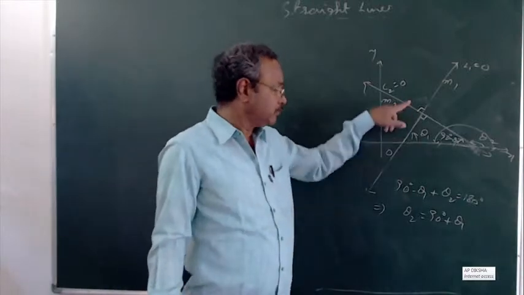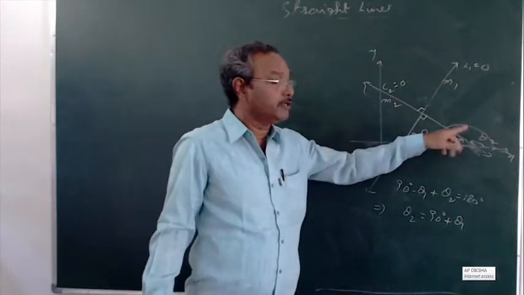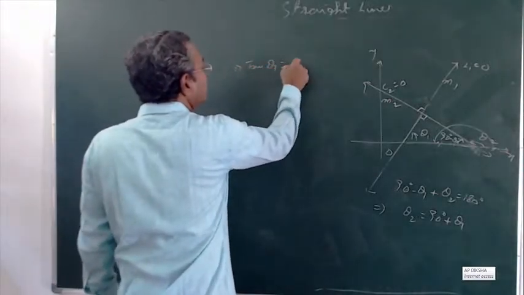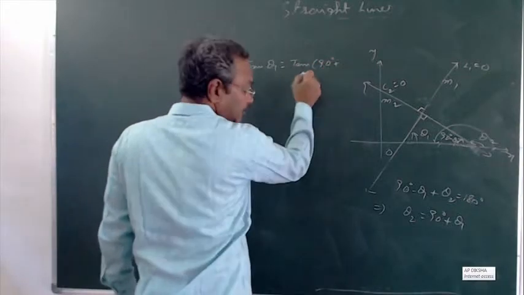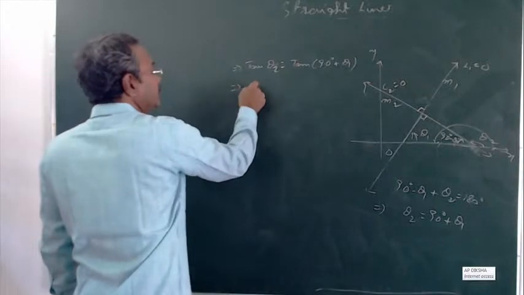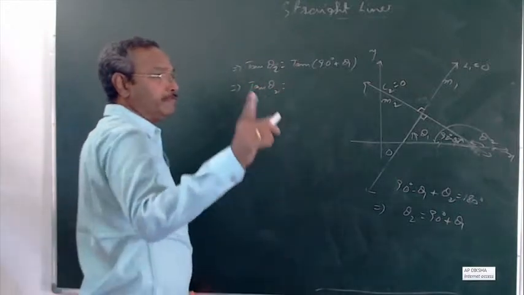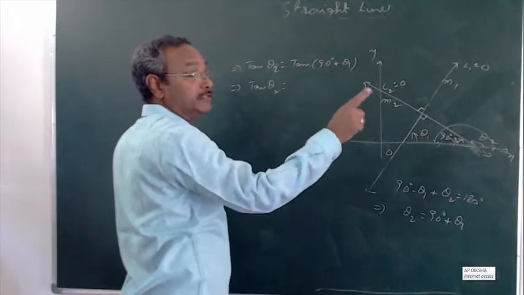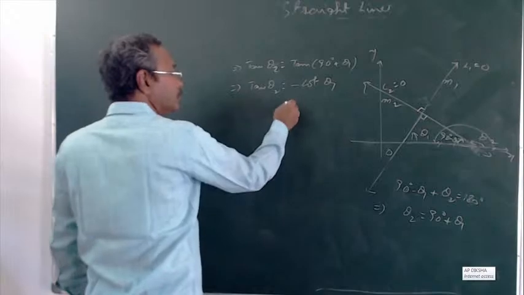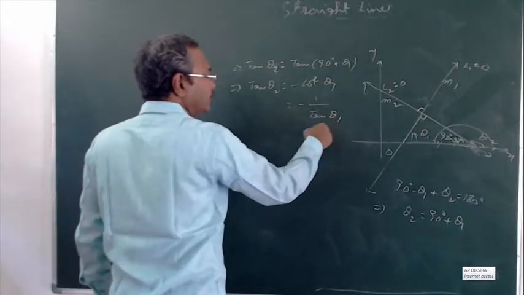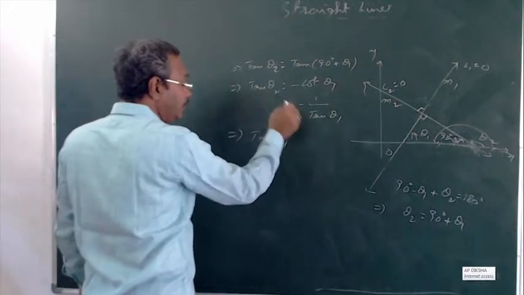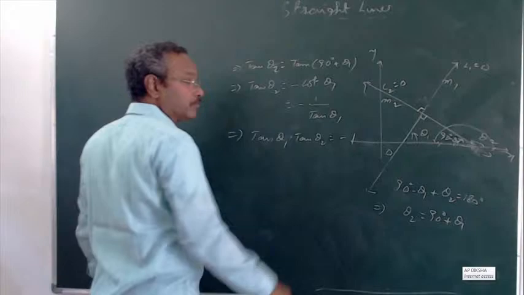Okay, but we know that m1 is tan theta 1, m2 is tan theta 2. So let's apply tan on both sides. That gives tan theta 2 is equal to tan of 90 plus theta 1. And I have a formula in trigonometry, tan of 90 plus theta 1 is minus cot theta 1. That is minus of 1 by tan theta 1. You know that cot theta 1 is 1 by tan theta 1. So that gives the relation tan theta 1 into tan theta 2 should be equal to minus 1.